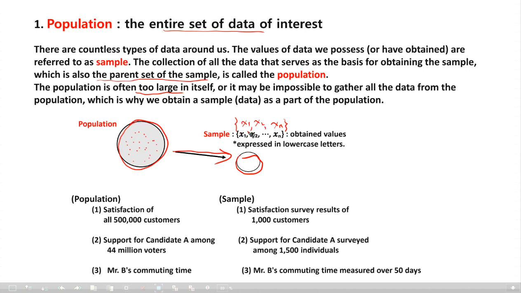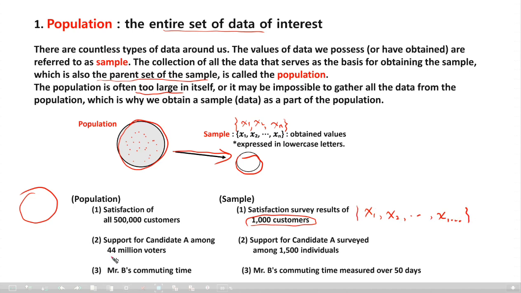For example, population. There are 500,000 customers in a company. The company wants to know how much their customers are satisfied. So there are 500,000 customer satisfaction scores, right? So we cannot get all the data. That's why we take only 1,000 customers and we survey the satisfaction scores. Say x1, x2, up to x1,000. This is real. These are real numbers. Okay.